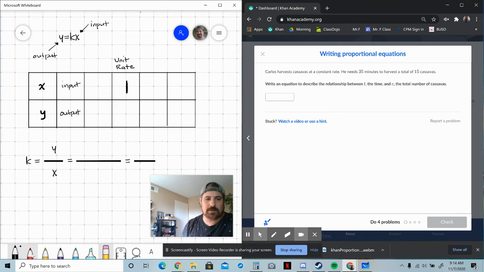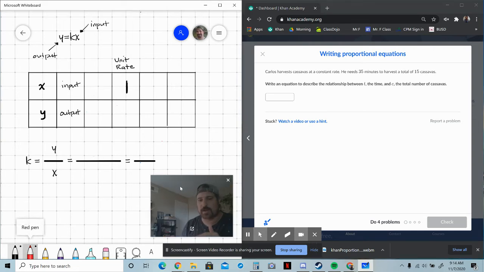So basically, you want the rate, so you want the time to be on the bottom. So input, output, you'd be thinking about cassavas per minute, basically. So on top, you're going to have the cassavas, and on bottom, you're going to have the minutes. Input per output, right? So this is your unit rate, cassavas per minute. That's the speed at which he's harvesting cassavas.